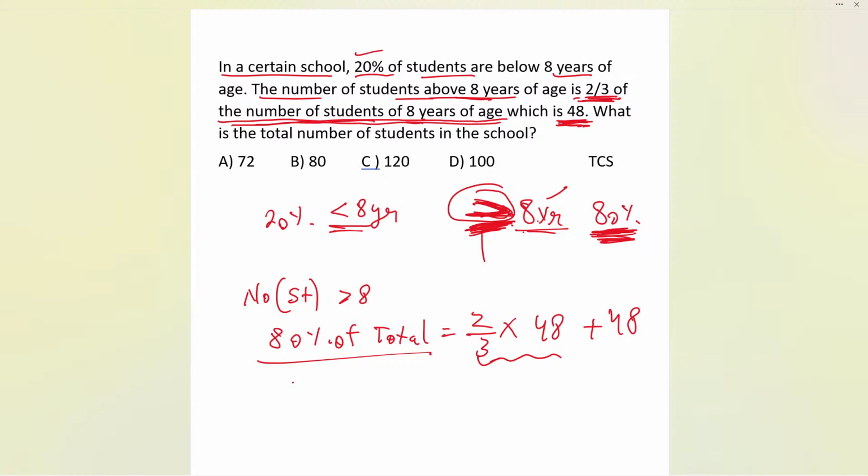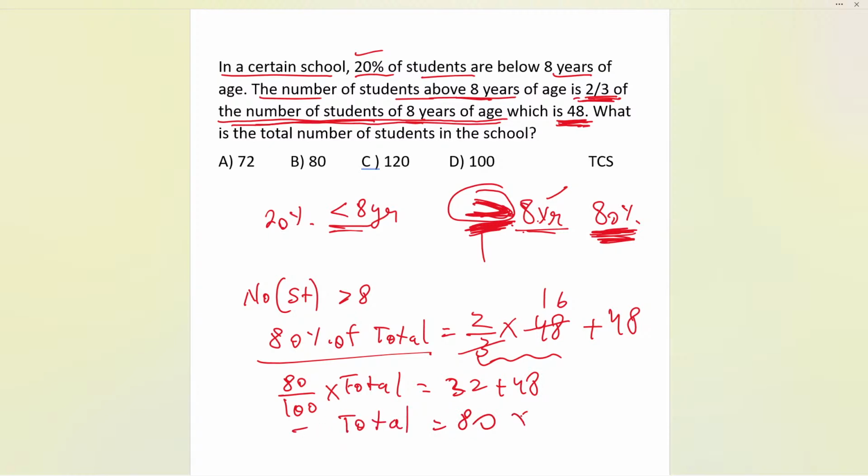Now let us try to find the answer. 80% means 80 by 100 into the total 100, equals what? Let us cancel 3 times 1, 6, and here we have 32 plus 48. It is coming out to be 80. Take these numbers to the other side, it will be 100 by 80, and you'll be getting just 100 here as the answer.